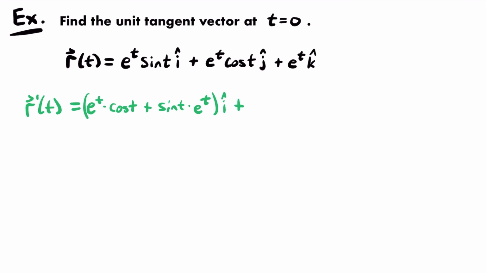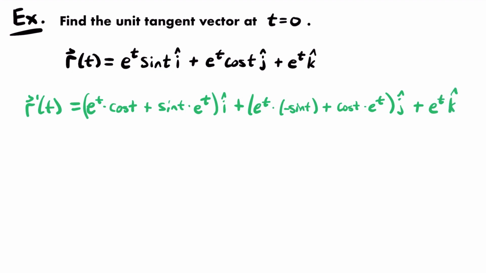Then for the y component, we also have a product of two functions, so we have to use the product rule again. We'll have e to the power of t times the derivative of cosine, which is a negative sine, plus the second function cosine of t times the derivative of the first, and the derivative of e to the power of t, once again, is just itself, and that's all multiplied by j. And then for the last component, things get a little bit easier. We just have e to the power of t, and that derivative will just be itself, so we have e to the power of t times k.